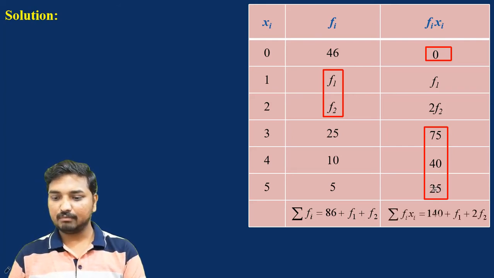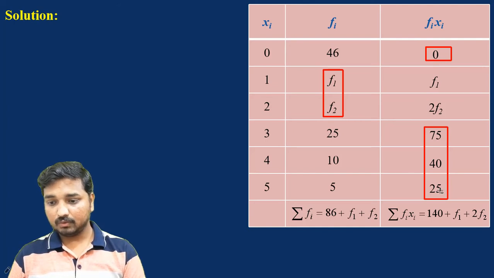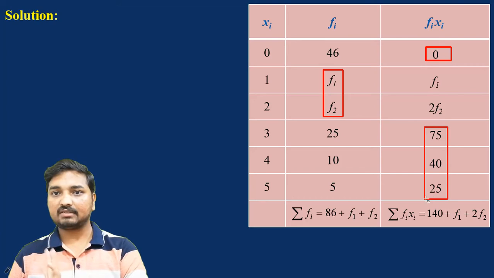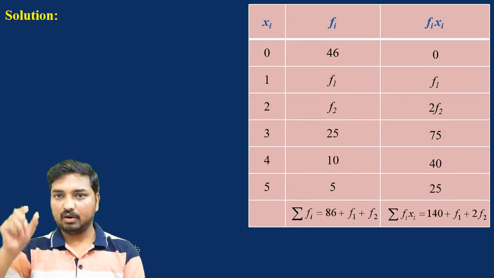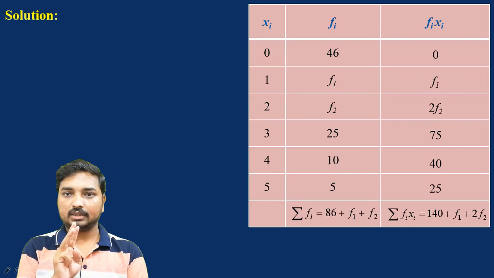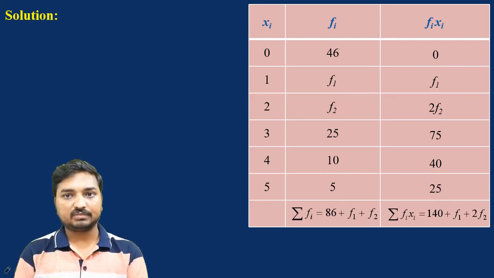Actually, I think it is 140. 70 plus 40 is 110, then 25 more, 140. It will become 140 plus F1 plus 2F2. This is the way to take the sum of the last column. Remember this one. Since there appear two unknowns, there are three terms in the summation Fi Xi, and also three terms in summation Fi.